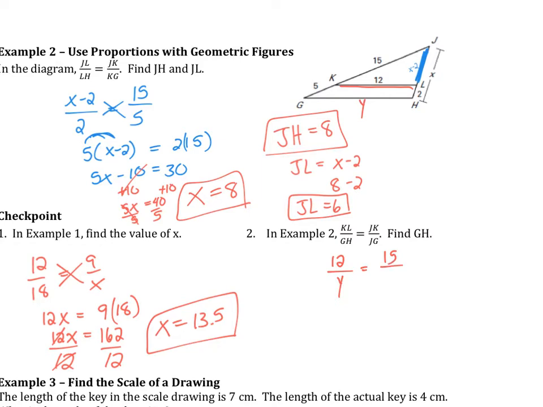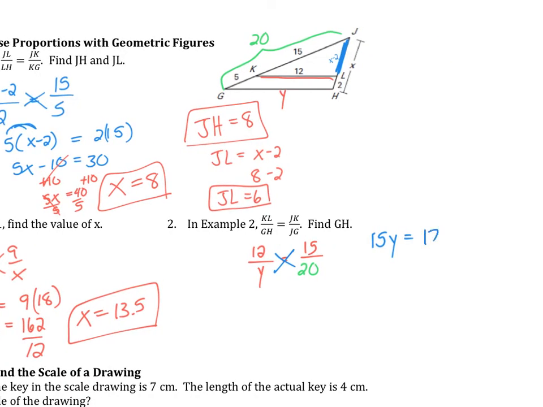And JG, let me change colors. J to G is 20. So it'll be 15 over 20. And then we've got to cross multiply. So it's 15y equals 12 times 20.